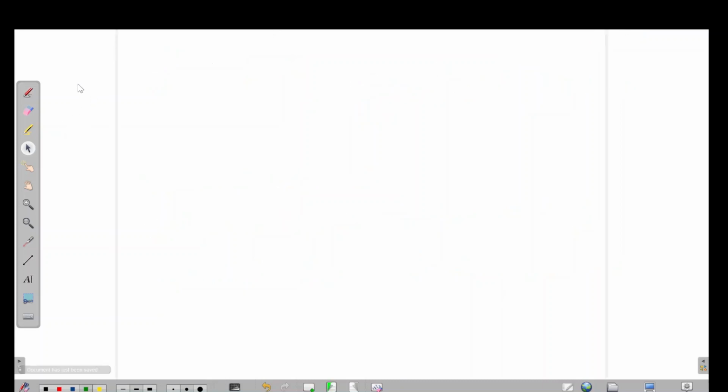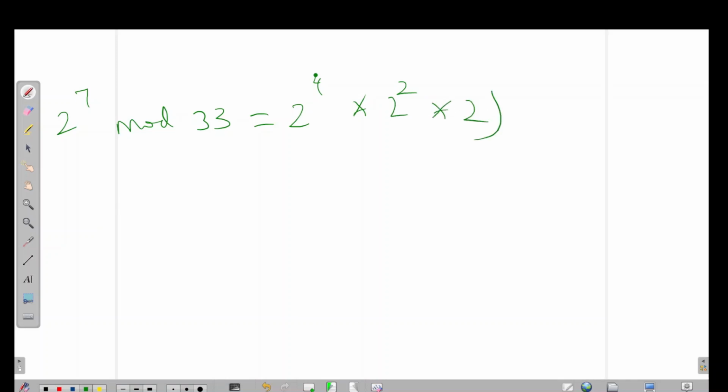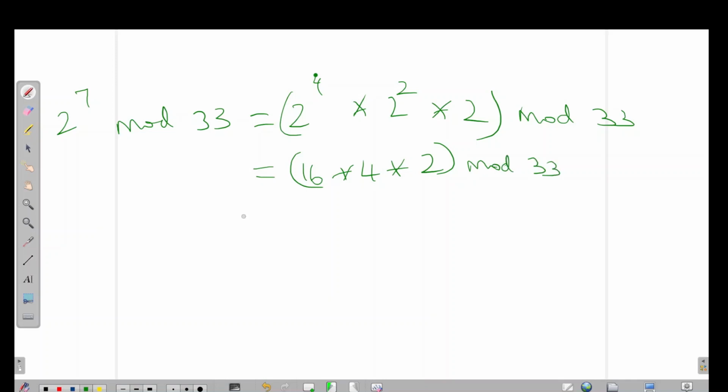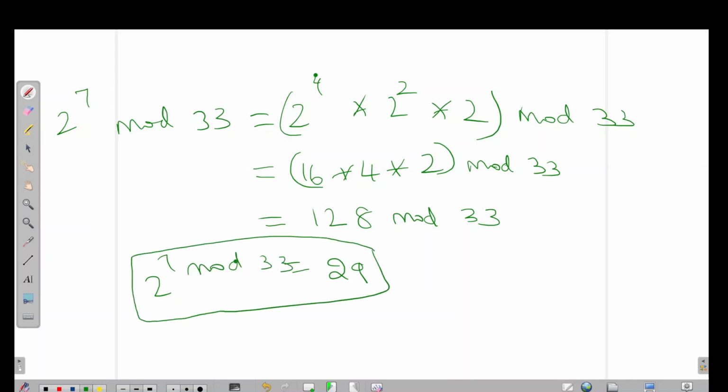We can continue. 2 power 7 mod 33 equals 2 power 4 into 2 power 2 into 2 power 1 mod 33, which is 16 into 4 into 2 mod 33. 16 into 4 is 64, and 64 into 2 is 128. 128 mod 33 gives us 29. So 2 power 7 mod 33 equals 29. This is the code word for the message M equal to 2. You can also directly write 2 power 7 equal to 128, but it is better to use the modular exponentiation method.